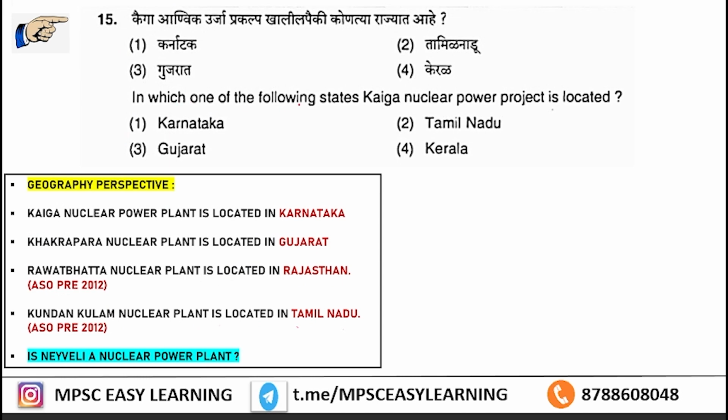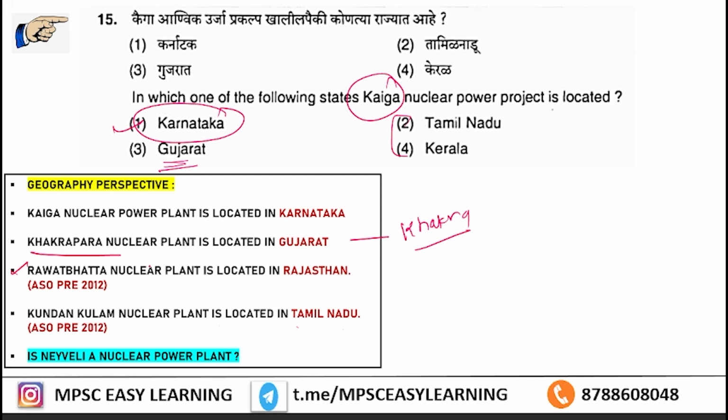Next one, in which one of the following states is the Kaiga nuclear power plant project located? Karnataka, Gujarat, Tamil Nadu, Kerala. Here your right answer is Karnataka. So the Kaiga nuclear power project is located in the state of Karnataka. Now this was the answer. If we see option analysis, in Gujarat there is one very famous nuclear plant, they always ask about it. It is the Kakrapar nuclear plant. The trick to keep this in mind is: what do Gujarati people eat more? Khakhra. So where is Kakrapar? Kakrapar is located in Gujarat.